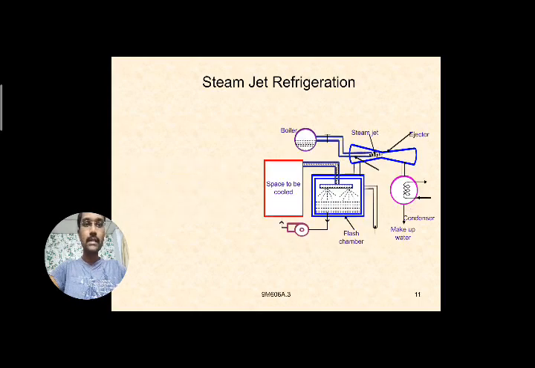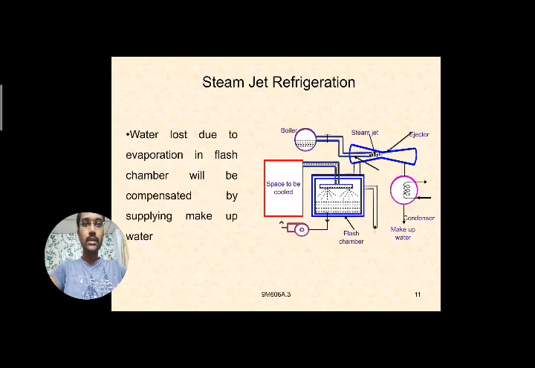So, all the points are already discussed, so you can read out the points here. Water loss due to evaporation in the flash chamber will be compensated by supplying makeup water. A separate connection is provided here. The flash chamber is filled again with the help of the separate connection through the pipe.